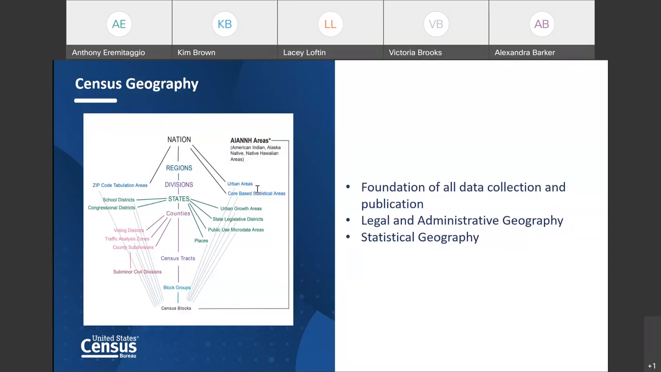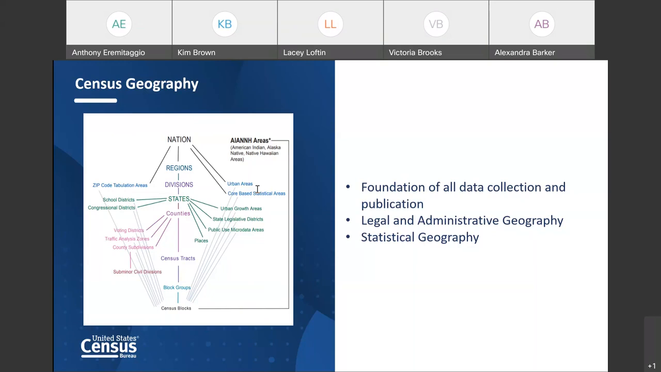So an important element you need to be aware of is census geography. It's the foundation of all data collection and publication. It has legal and administrative geography as well as statistical geography. The display of this geographic hierarchy is being used by the Census Bureau. The diagram reflects nesting relationships, or how the geographies are related. Not all geographies are available in all the products that the Census Bureau produces. They will vary by census and survey.